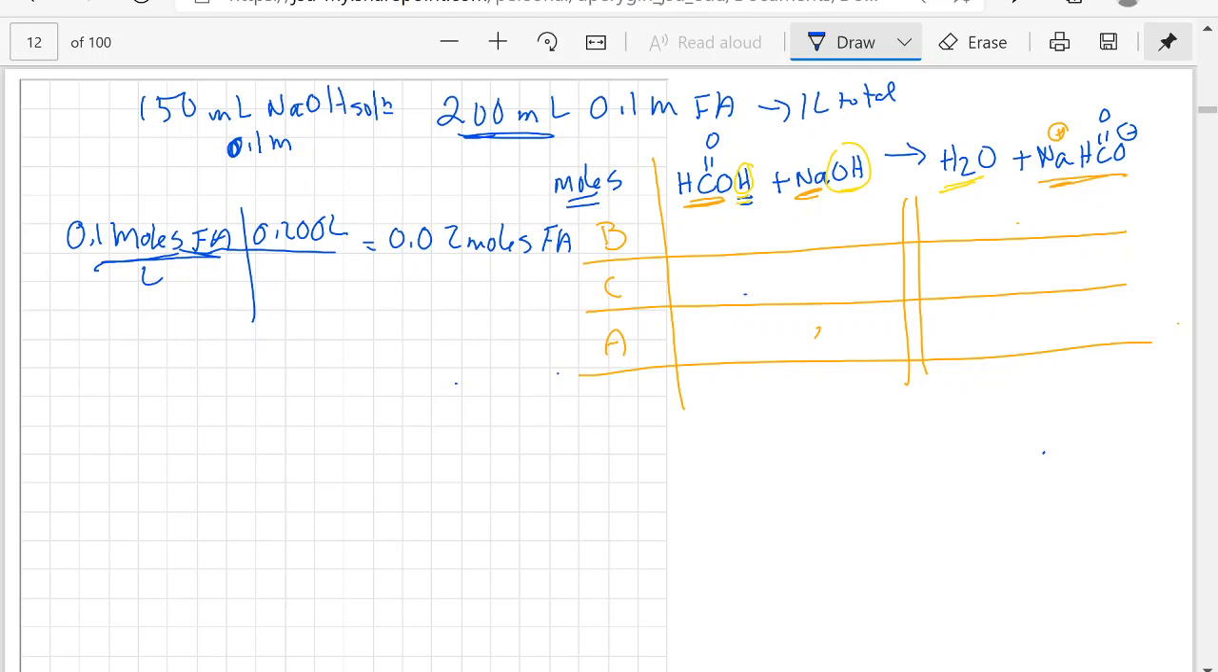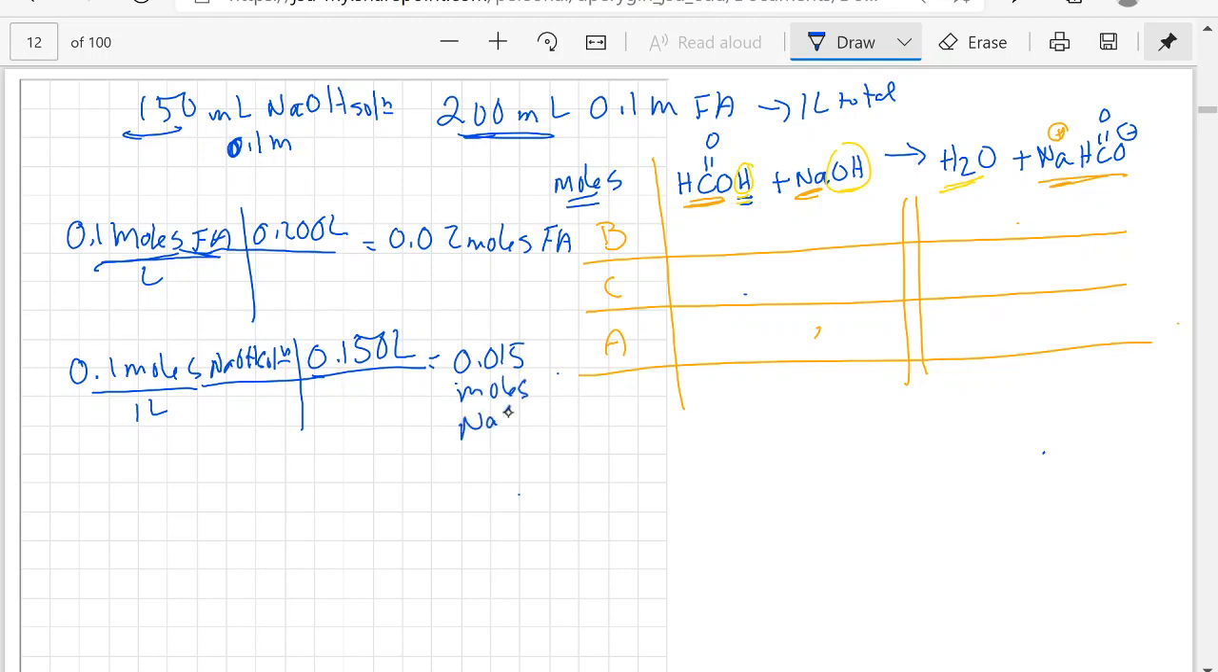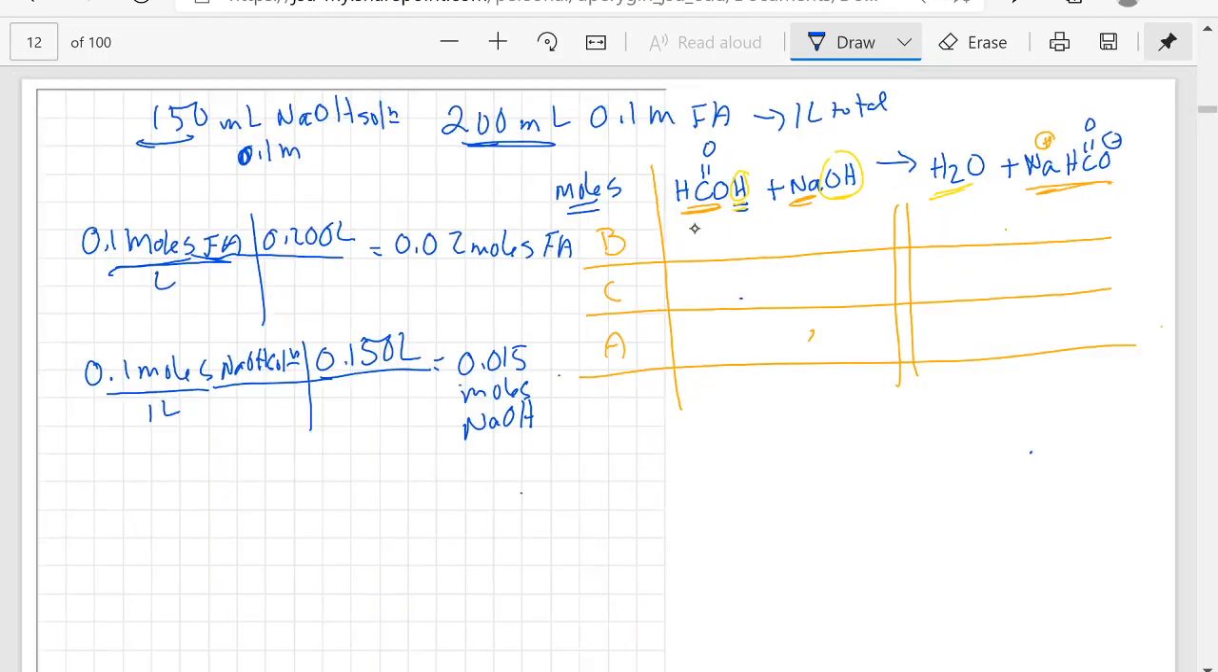For the sodium hydroxide solution, we also had 0.1 moles per liter, and what was added was 0.150 liters because we had 150 milliliters of that. That's going to give us 0.015 moles of sodium hydroxide. So now we can plug that into our table. For our HA, we've got 0.02 moles, and we've got 0.015 moles of sodium hydroxide.